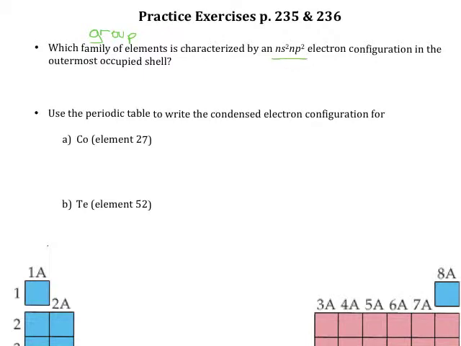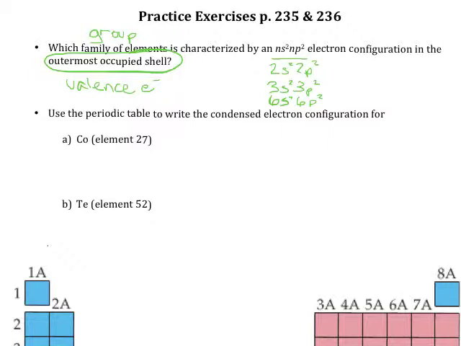Remember that n is just telling us the energy levels, so this could be 2s2, 2p2, this could be 3s2, 3p2, this could be 6s2, 6p2. They're just telling us that in general, which family of elements has this electron configuration in the outermost occupied shell. So that's again another way to say valence electrons. Valence electrons are your outermost electrons.